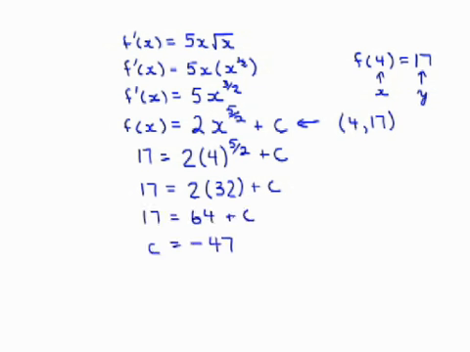So my function f of x, which I've been asked to find, is going to be equal to 2 times x to the 5 divided by 2, subtract 47.